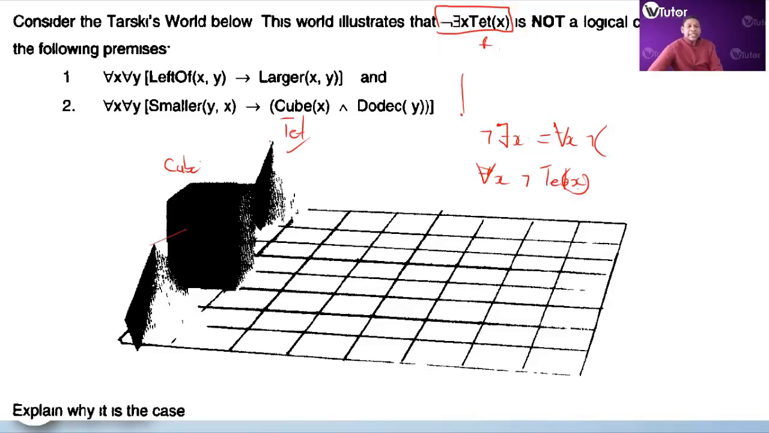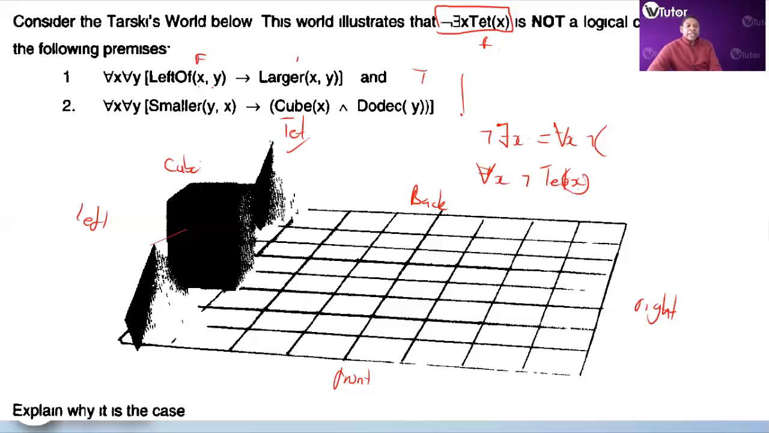But then let's see, does it satisfy the first two? It says if x is to the left of y, then x is larger than y. So over here we've got back, front, left, and right. It says all objects on the left are larger than their counterparts on the right. But here we don't have an object that is to the left of the other. So this is false, and false implies anything, so this is going to be true.